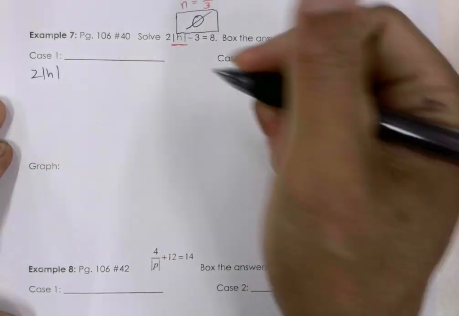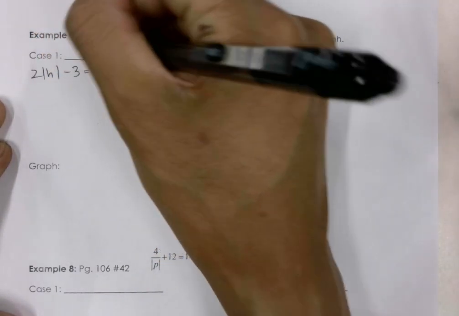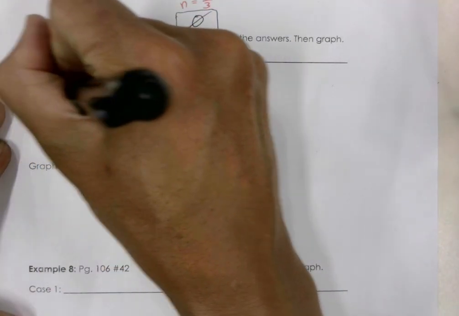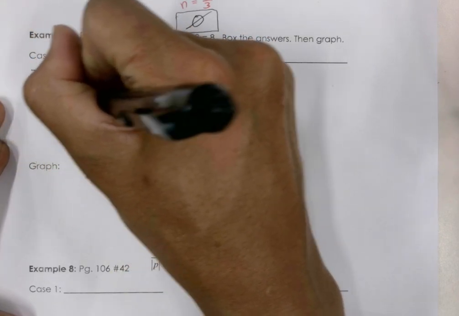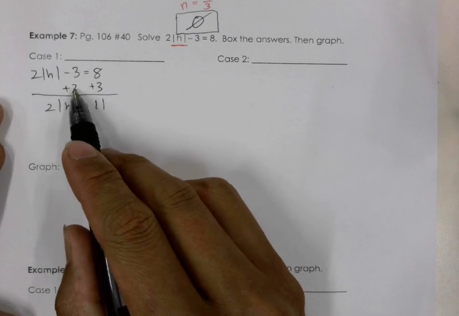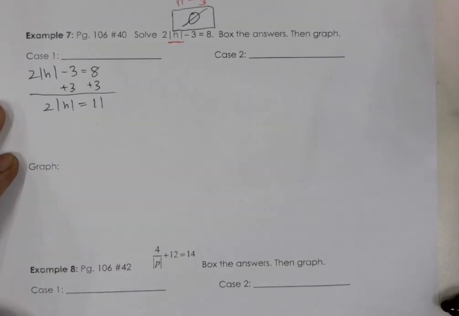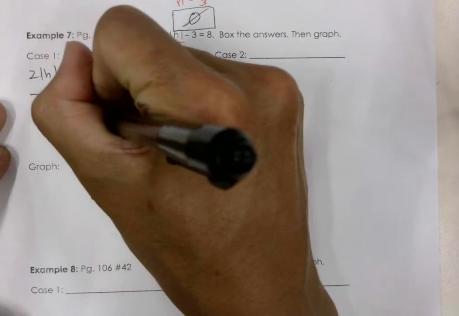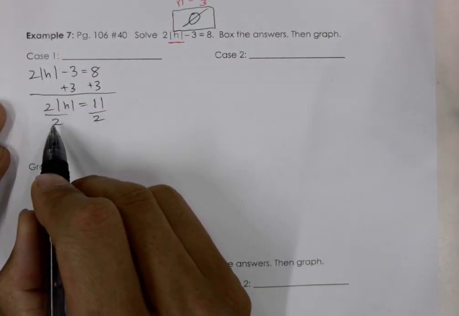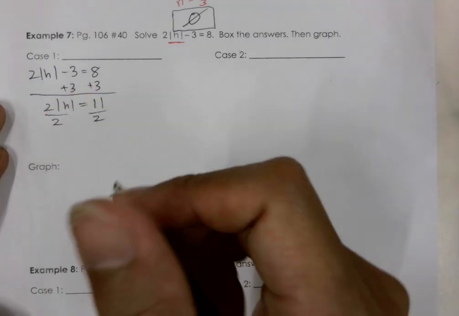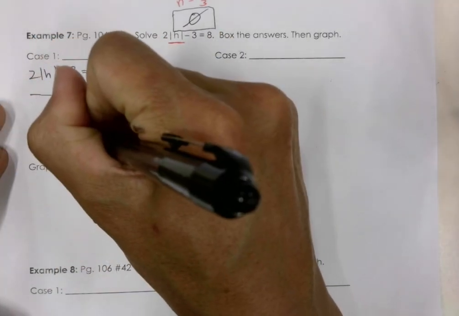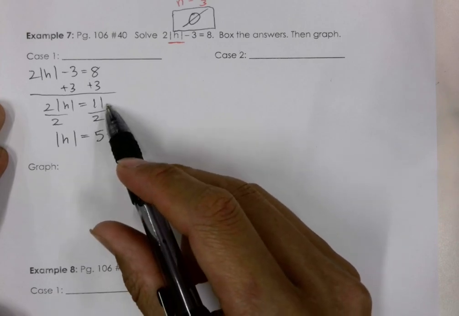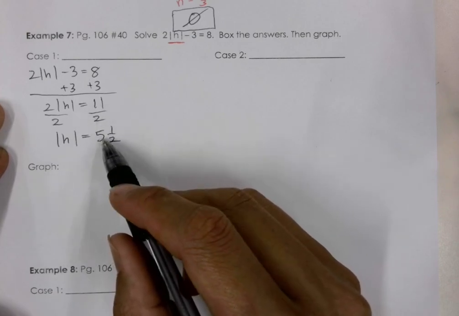2 absolute value h minus 3 is equal to 8. First, we're going to move our negative 3, so we add 3 to both sides of the equal sign, and we'll get 2 absolute value h is equal to 11, because negative 3 plus 3 is equal to 0. From here, we need to get rid of the 2, so we can divide both sides of the equal sign by 2. And we get 2 divided by 2 is 1. 1 times the absolute value of h is the absolute value of h is equal to 5 and 1/2. I'm dividing 2 into 11. That's 5 with a remainder of 1, so it's 1/2.